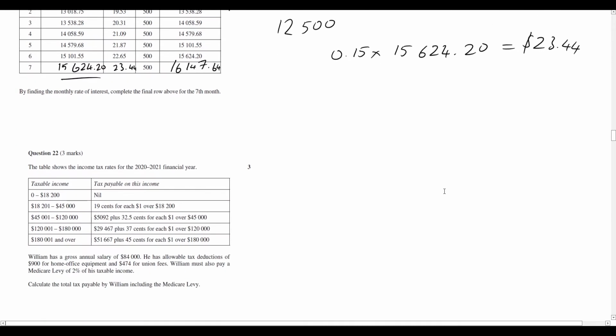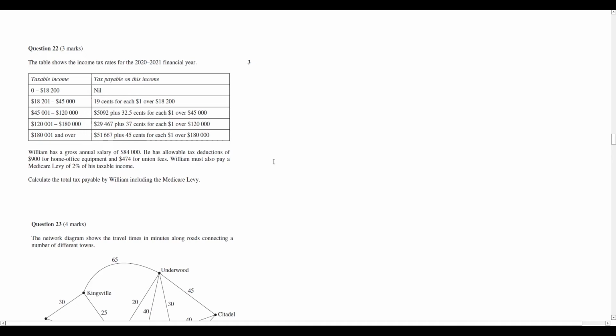All right, moving on. Question 23. So the table shows income tax rates, as we should pretty much be used to these problems by now. So William has a gross annual salary of $84,000. He has allowable tax deductions of $900 for home office equipment and $474 for union fees. Okay, William must also pay a Medicare levy of 2% on his taxable income. All right, so just calculate the tax payable.